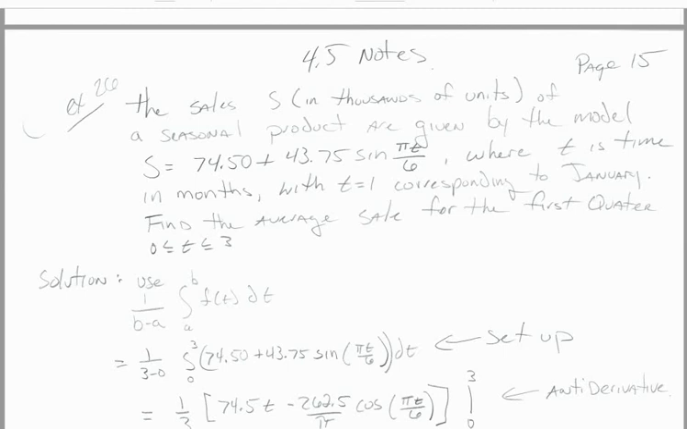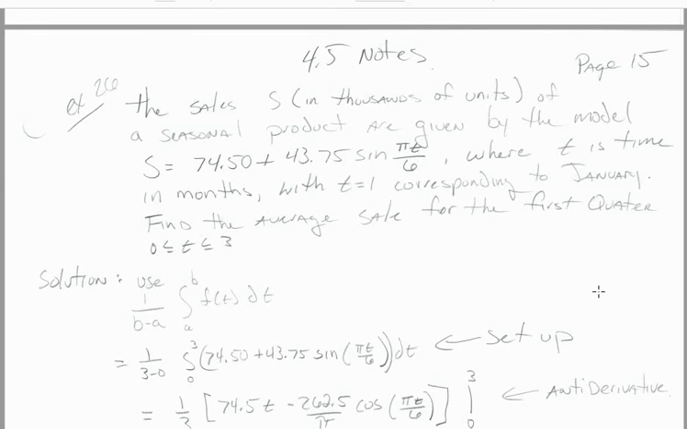Alright, let's look at example 26. It says the sales in thousands of units of a seasonal product are given by this model: S equals 7450 plus 4375 sine of pi t over 6, where t is time in months, with t equals 1 corresponding to January. We want to find the average sale for the first quarter. Anytime we see average, this should be a nice easy problem. We're going to use the average value theorem, which is 1 over b minus a, the integral from a to b of f of t dt.